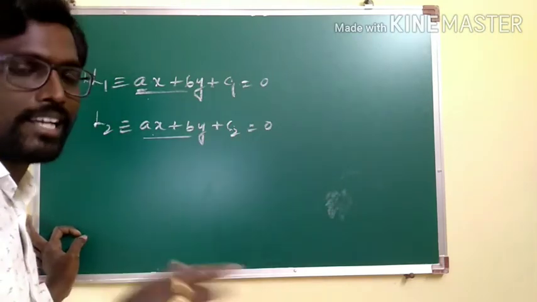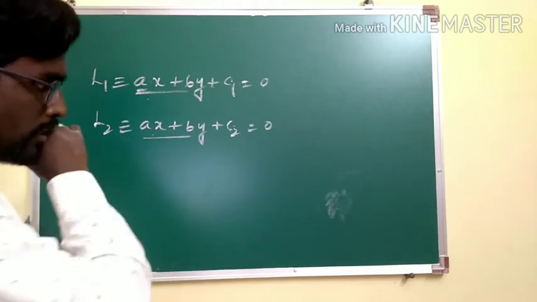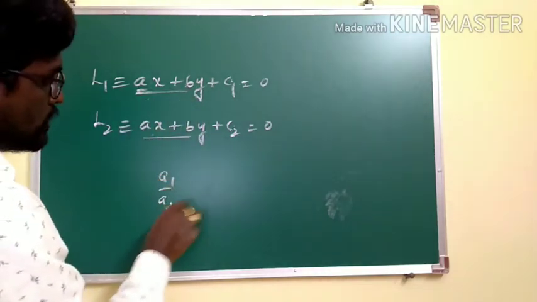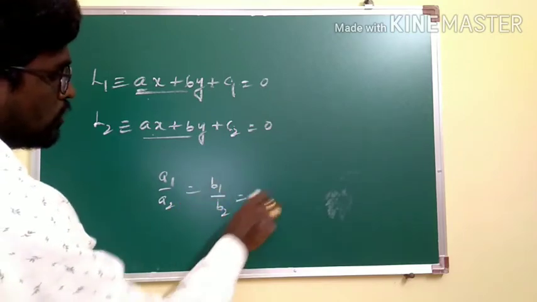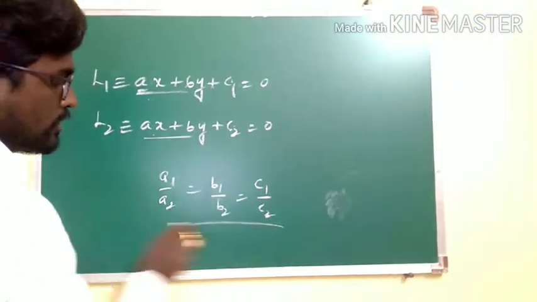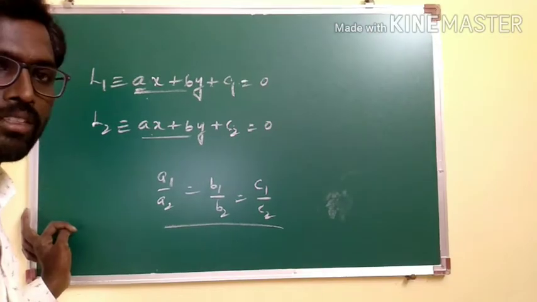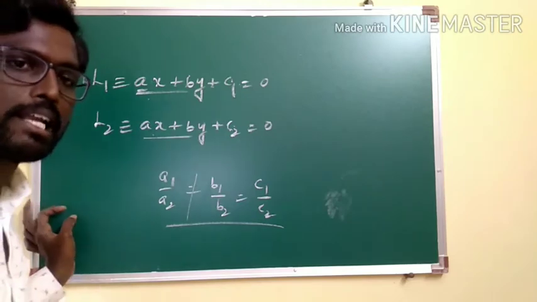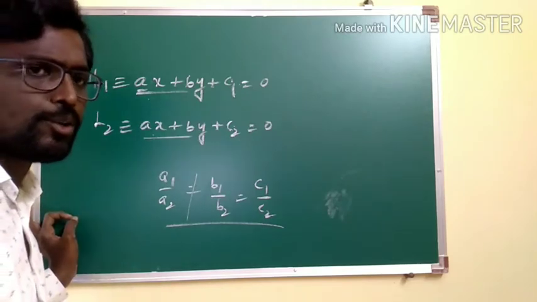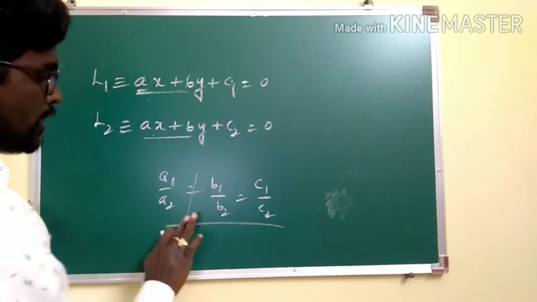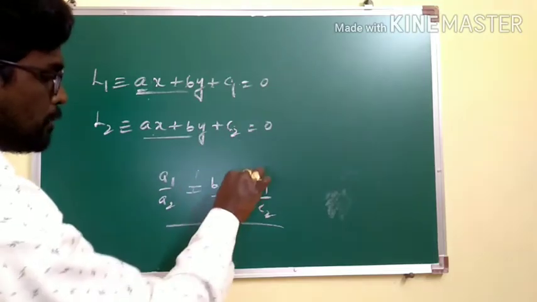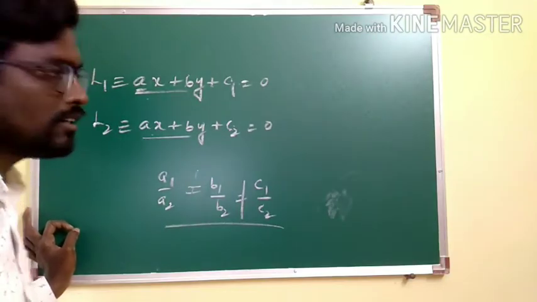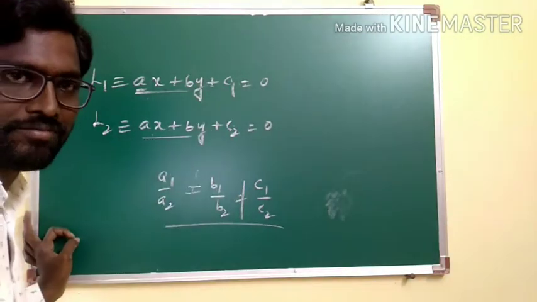They are coinciding lines. You might have learnt in your schooling that in the two lines, if a1 by a2 is equal to b1 by b2 is equal to c1 by c2, then we say those lines are coinciding. If at all a1 by a2 is not equal to b1 by b2, then the lines are intersecting, having a unique point. If at all a1 by a2 is equal to b1 by b2 not equal to c1 by c2, then those lines are said to be parallel.